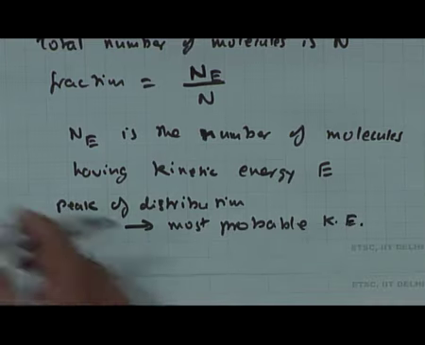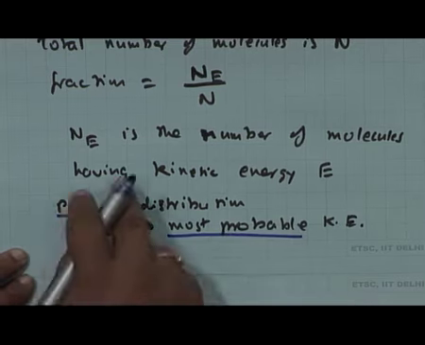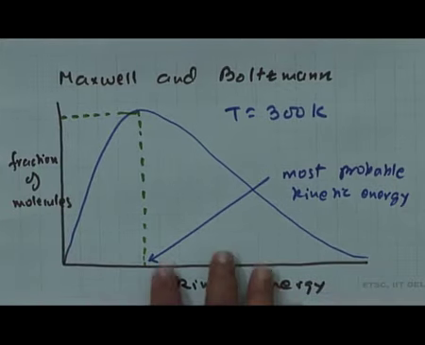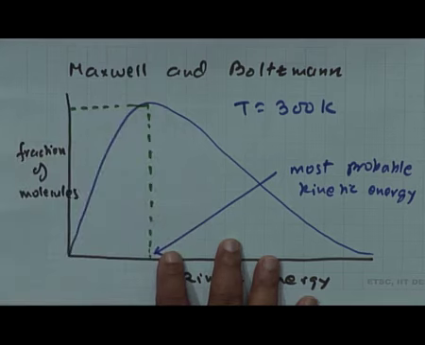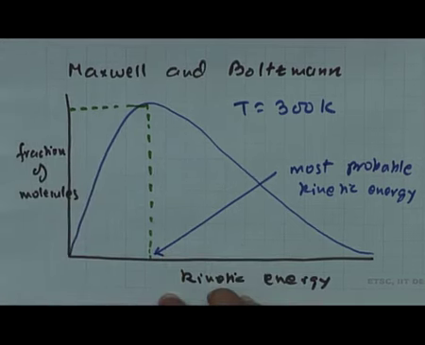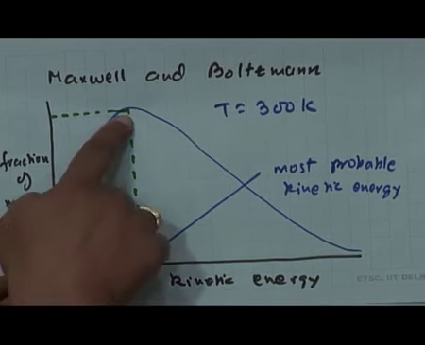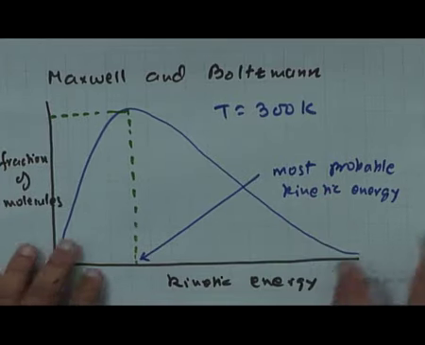So, the peak of the distribution corresponds to the most probable kinetic energy, and this is n e, which is the number of molecules having certain kinetic energy E. So, if you think about the fraction n e by n, it just tells you that at this point I have the maximum fraction, that means I have the maximum number of molecules giving me this value of kinetic energy, and because the maximum number of molecules is giving you that value, that kinetic energy, read off from the x axis corresponding to this fraction, is called the most probable kinetic energy, as simple as that.